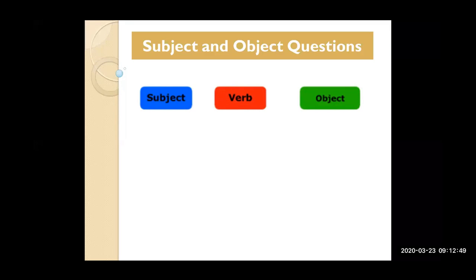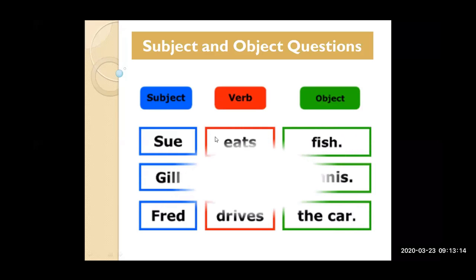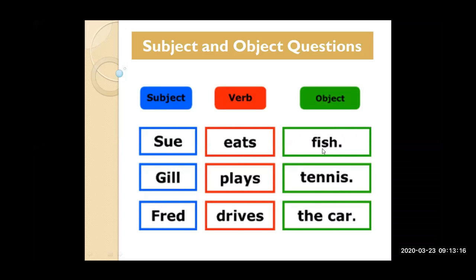The second part, subject and object questions. Please focus. Most English sentences consist of a subject, a verb, and an object. The first part is the subject, the second part is the verb, the third is the object. Examples: Sue eats fish. Sue is the subject, eats is the action, fish is the object.